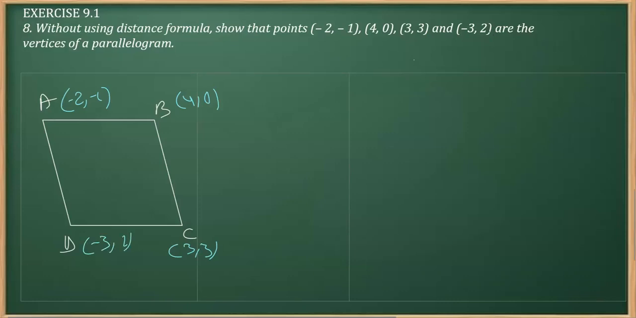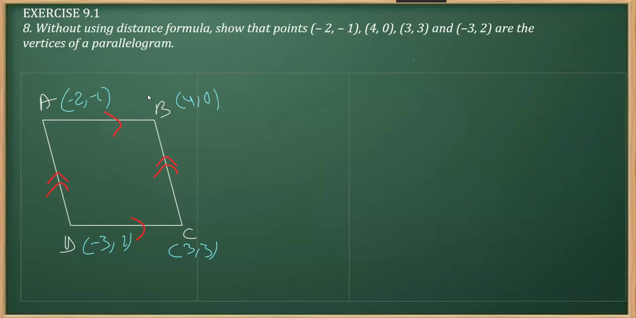If we can prove these two pairs of opposite sides are parallel, that is AB parallel to CD and likewise AD parallel to BC, then we find that it is a parallelogram.